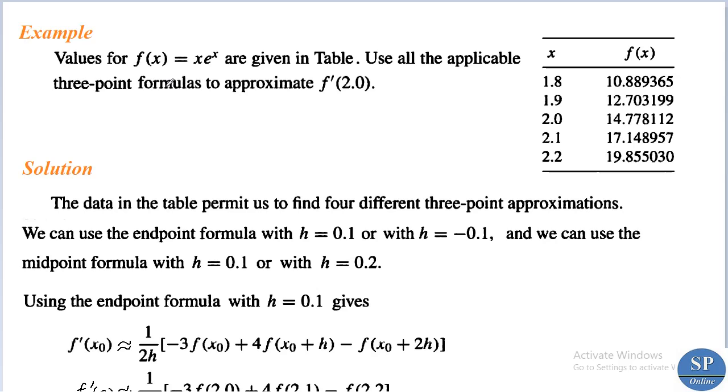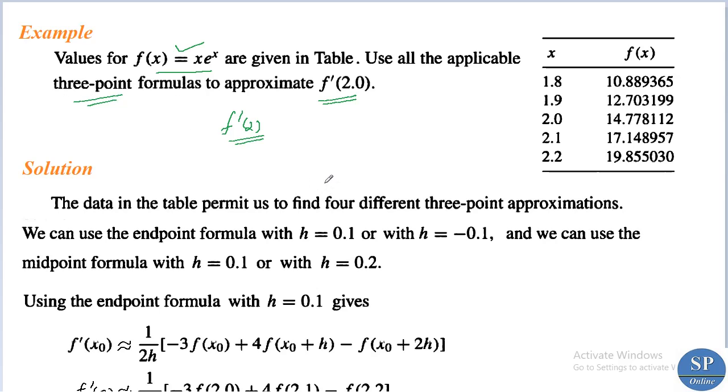The values of f of x equal to x e power x are given in this table. That is, we are given the x values 1.8, 1.9, 2, 2.1 and 2.2, and the f values, that is, the function here is f of x equal to x into e power x, and the values at these points are given by this. Use all the applicable 3-point formulas to approximate f dash of 2.0. That is, we need to find an approximate value of f dash of 2 by using 3-point formulas.